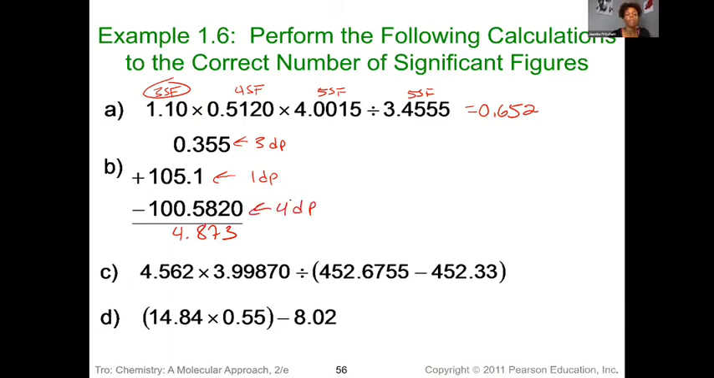So therefore, our final answer should have only 1 decimal place. So that means we're going to stop it after the 8. As the 7 that comes after the 8 is greater than 5, we will end up rounding up, and our final answer would be 4.9.